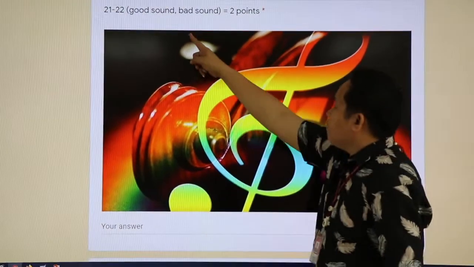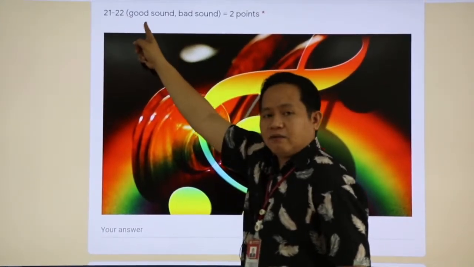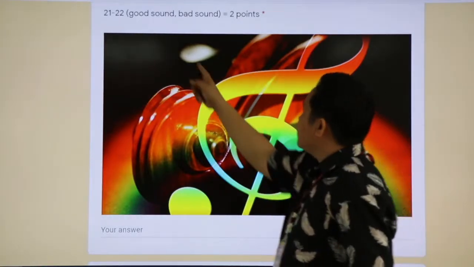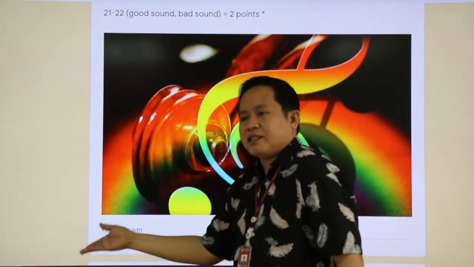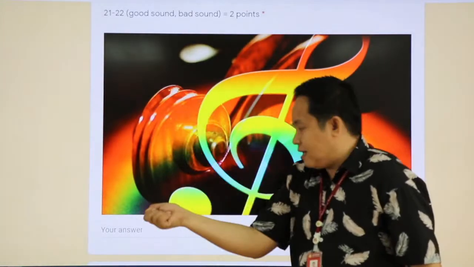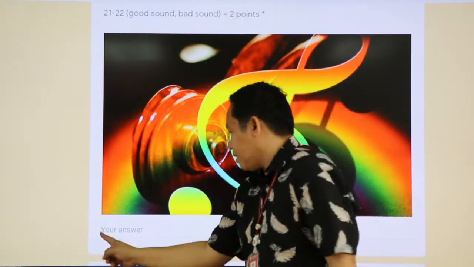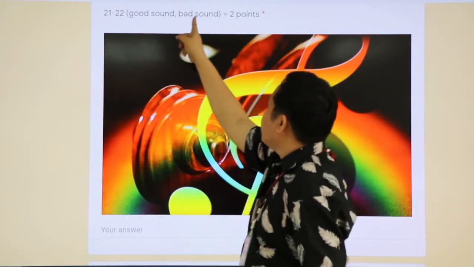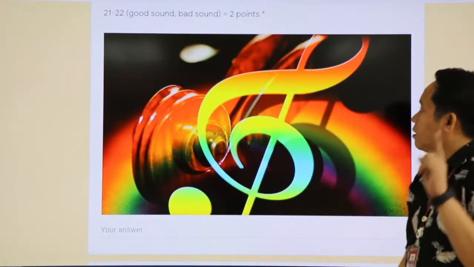One sentence, for example, this 21 to 22. Number 21 is a good sound. A good sound is very blah, blah, blah. Finish. Number 22, bad sound. When I turn on the radio and I turn on the volume to the last hit, the bad sound will disturb me and I cannot sleep. Something like this. So there are two words, one for number 21 and one for number 22. Okay? Just one sentence per word.